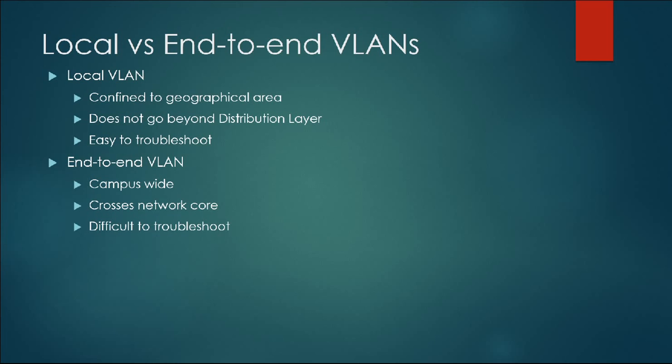So next we want to go over local VLANs and end-to-end VLANs. A local VLAN is basically confined to a geographical location like a building or a floor in a building, whereas an end-to-end VLAN would be across your entire network. A local VLAN does not cross your distribution layer, whereas an end-to-end VLAN will cross your distribution layer. It'll go into your core, into other geographical locations on your network. And local VLANs are much easier to troubleshoot than end-to-end VLANs because all VLAN traffic is confined to access and distribution layers, and it doesn't go within your core.